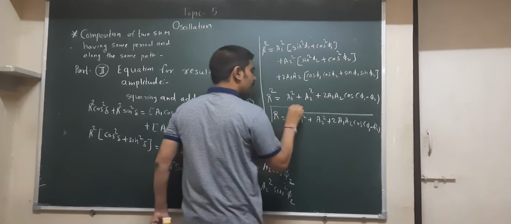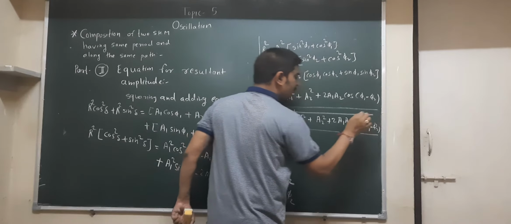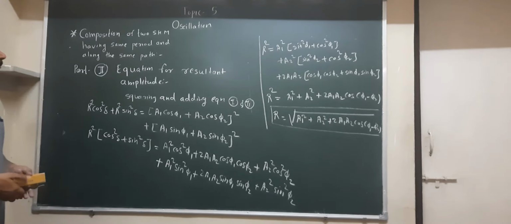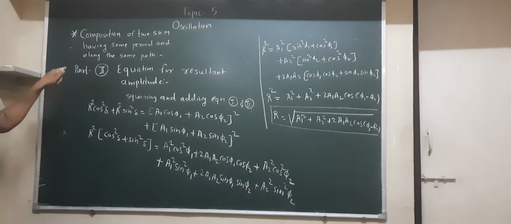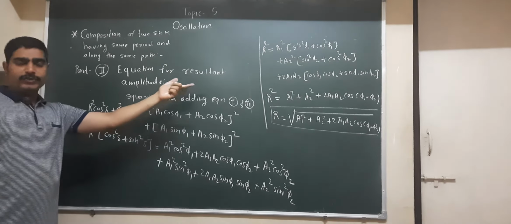So this is the formula for the resultant amplitude for the composition of two S.H.M. This is the part 2. Friends, I am going to explain this part 2 once again. So, equation for resultant amplitude: squaring and adding equation 1 and 2.